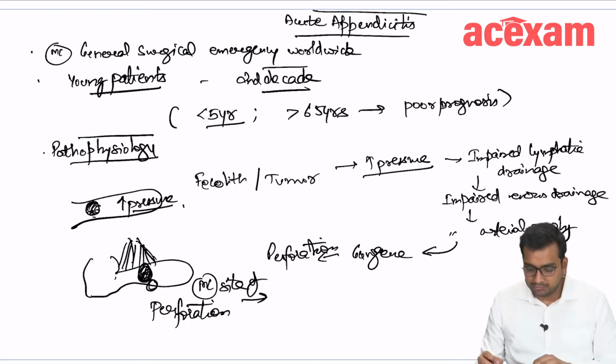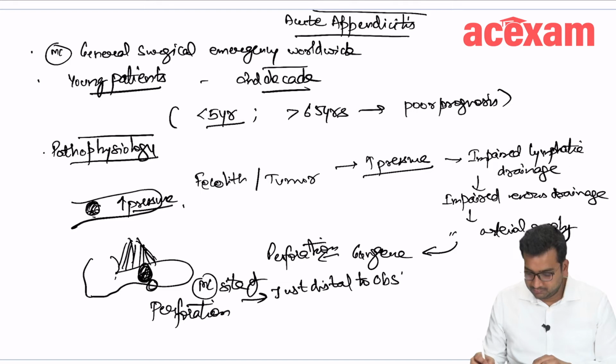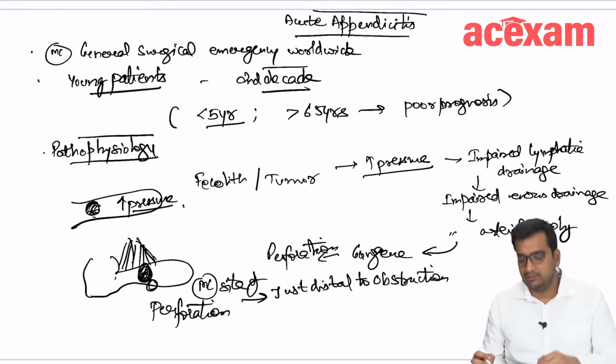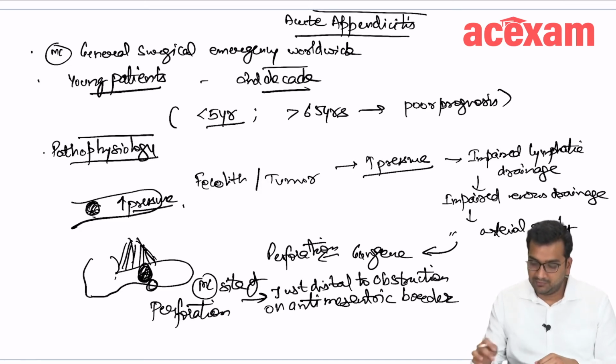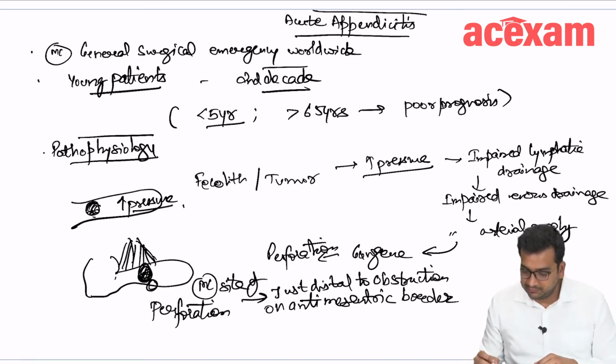Okay, so this is the most common site of perforation, just distal to the obstruction on the antimesenteric border. This is asked frequently. Just distal to obstruction on the antimesenteric border.